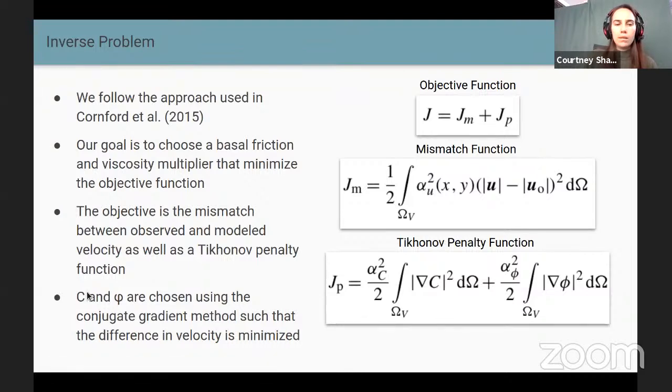Essentially, C and phi. C is the basal friction coefficient, and phi is the viscosity multiplier. Those are chosen through a conjugate gradient method such that this difference in velocity is minimized. This is the model velocity, and this is the observed velocity. So minimizing this will essentially minimize the objective function.